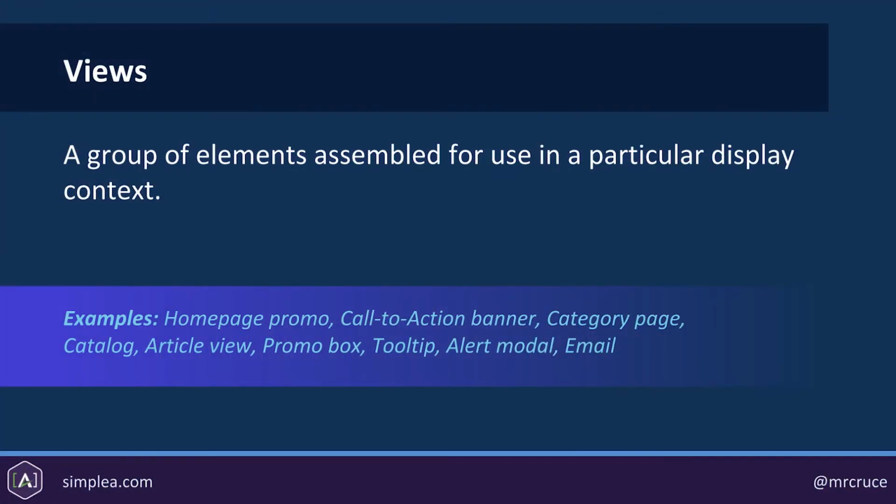So a view is a group of elements assembled for use in a particular display context. So the examples are homepage promo, call to action banner, category page, a catalog, article promo box, a tooltip, alert modal, email. All of those are different ways that content can be rendered.